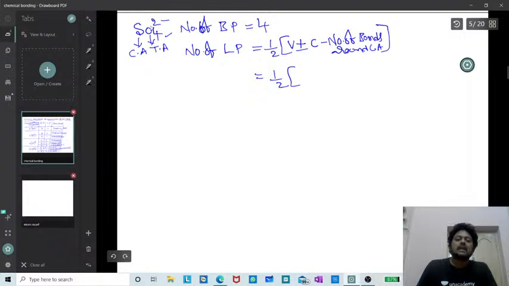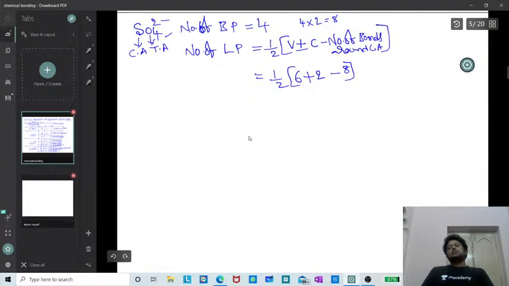V is the valency electrons of sulfur. Sulfur is group 16, its valency electrons are 6. 6 plus, here a negative charge. If the charge is minus, add; if plus, subtract. Here the negative charge is 2, so plus 2, minus the number of bonds around the central atom. Each oxygen can form 2 bonds. There are 4 oxygens, 4 into 2, 8 bonds. So that is equal to 0 lone pairs.